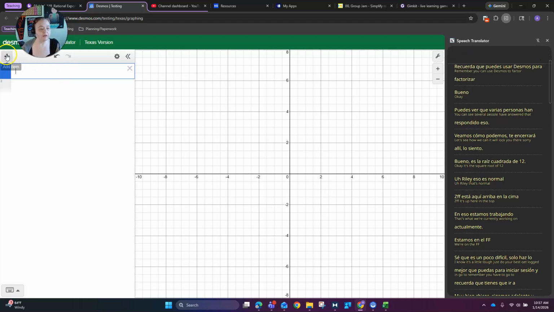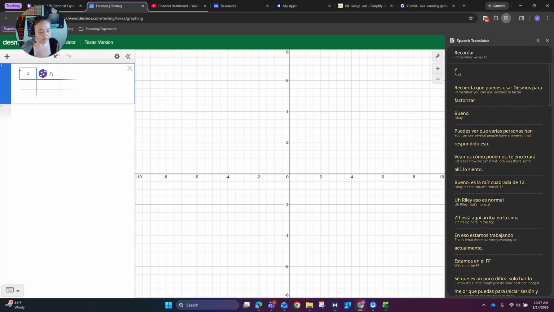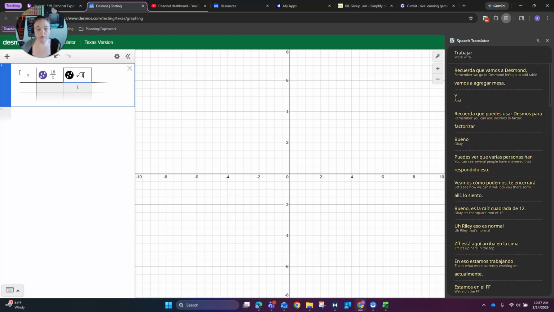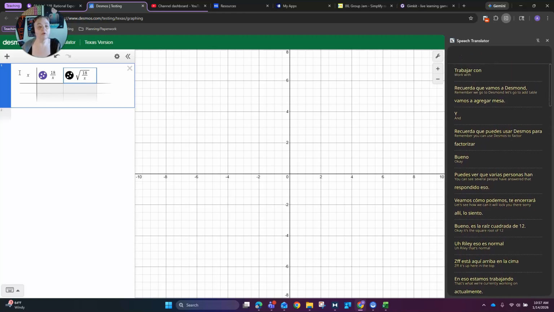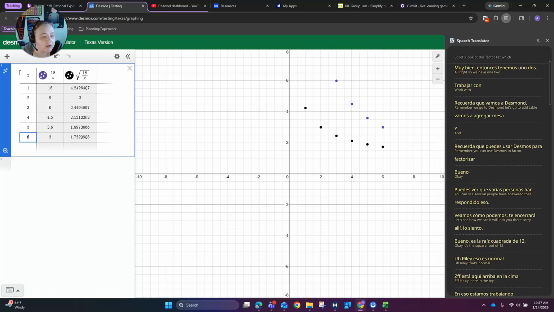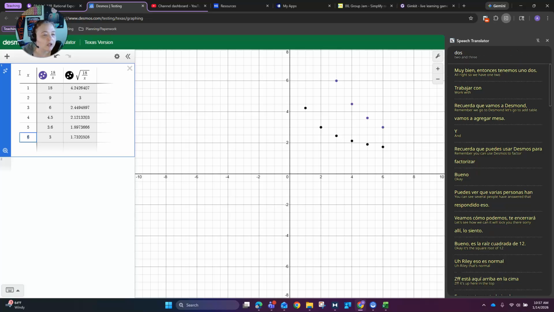So remember, we go to Desmos, go to Add Table. Again, I don't like having the subscripts there. It makes it harder to work with. All right, so we have 1, 2. So let's look at this factor list. Which ones am I going to use? Am I going to use 2 and 3, or am I going to use something else?